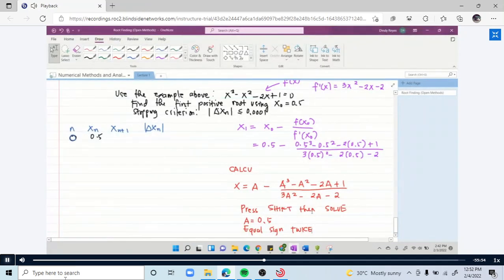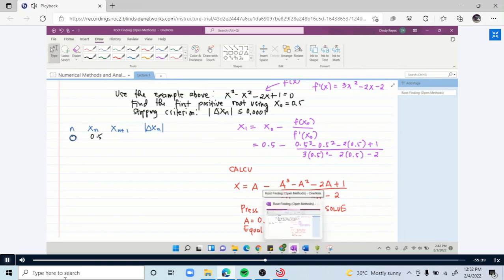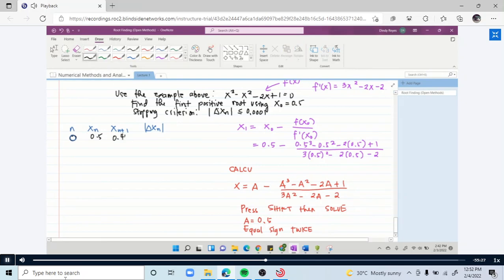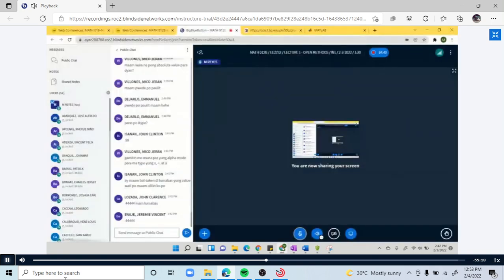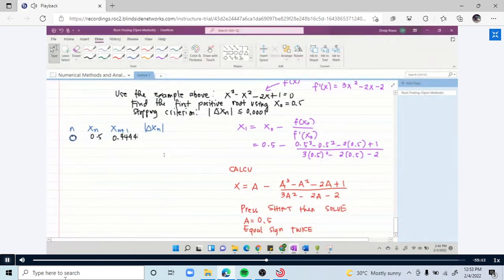Huwag nyo i-erase yung formula. Once na-enter nyo na, kunin nyo lang yung value ng x sub 1 and then go back. Yung meron kayong replay, di ba? Balikan nyo yung formula para hindi every time na magko-compute kayo for the next iteration, you just have to enter the value of a. Hindi na paulit-ulit ng pagpapasok ng formula. You should be able to get 0.4444, ha? Pag nakuha nyo to, ibig sabihin tama yung pagkapasok. Ayan. Okay. Tama na yan. Do not erase the formula. I-back nyo lang.